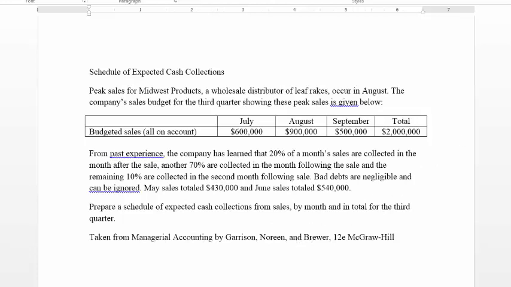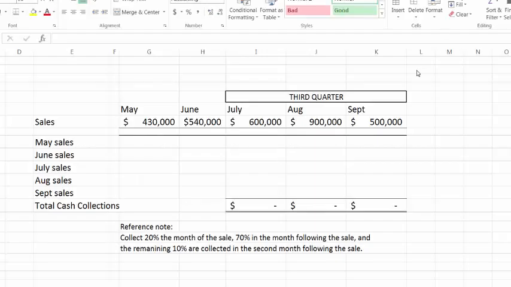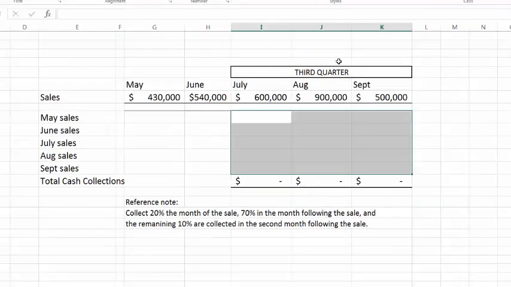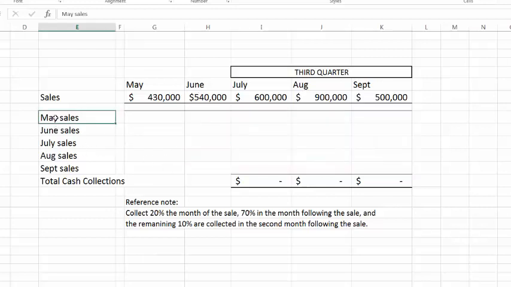All right. So let's go to my sheet, on my Excel spreadsheet, and I'm going to make it a little bit bigger here. So here's the third quarter, July, August, September, but I put May and June's information. And I like to say, I'm going to have May, I got June sales, I got July, I got August, I got September. So I'm going to collect some money from May in July, right?